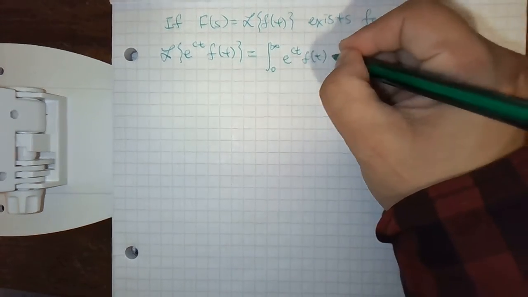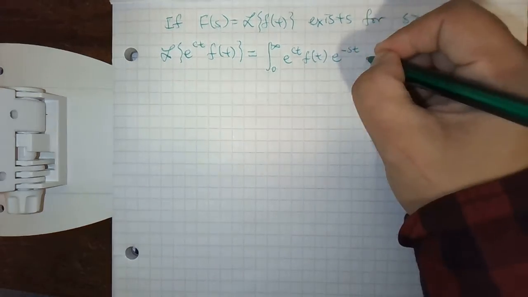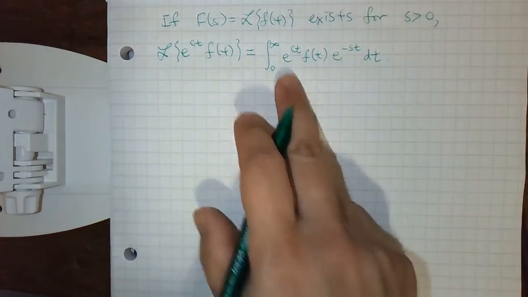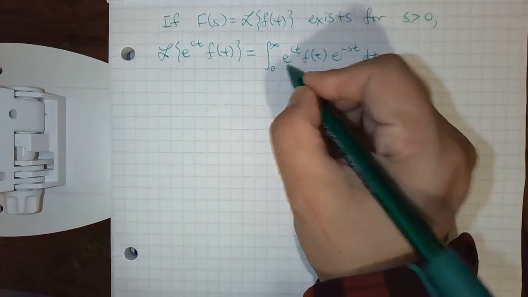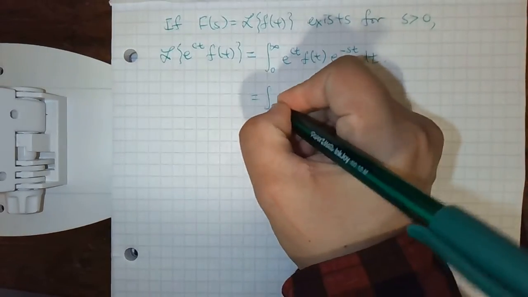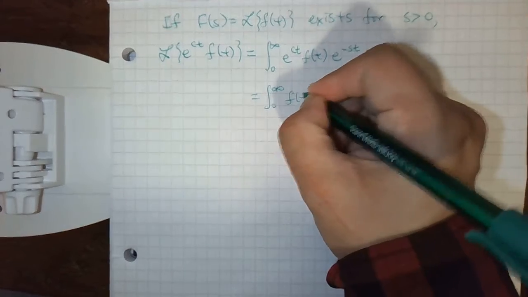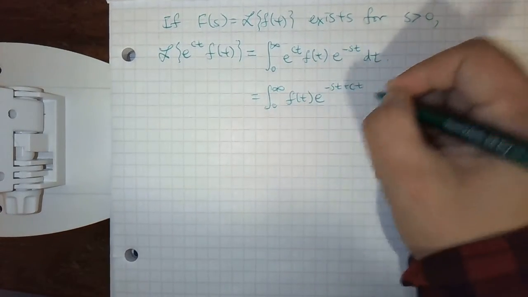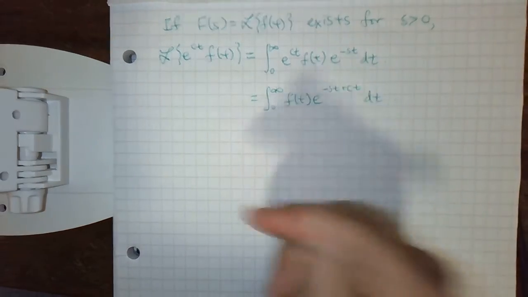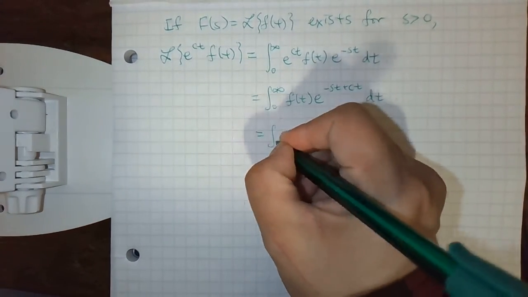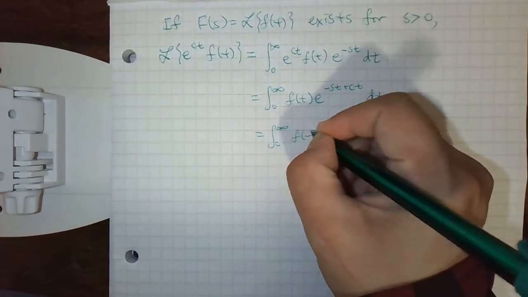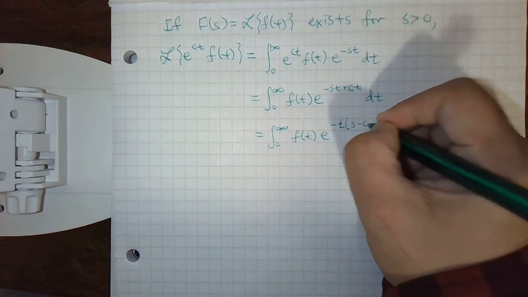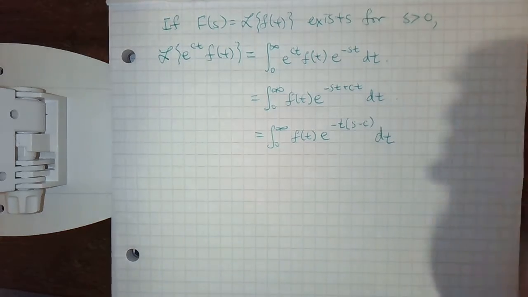We start with the integral of f of t e to the minus st dt. It's a formula for the Laplace transform. And then we're going to do the reverse of what we normally do. We're going to combine these e's into a single exponential: f of t e to the minus st plus ct dt. And then I can factor out a negative t in that exponent. So e to the negative t times s minus c dt.